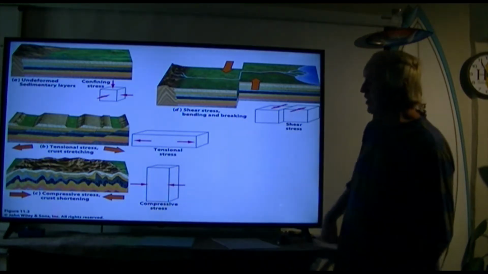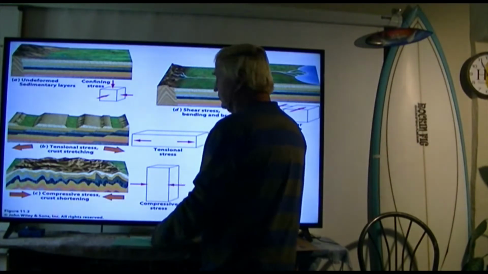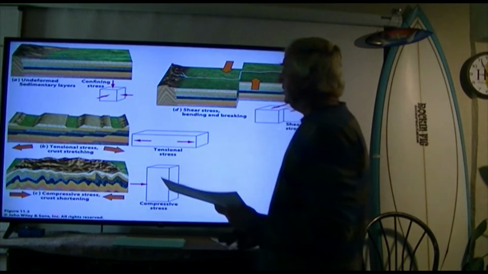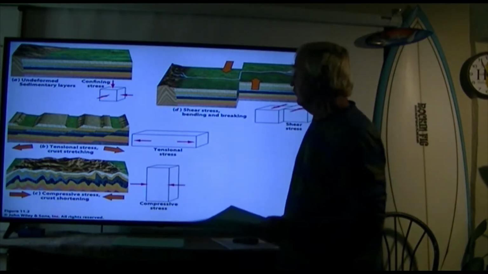So as it turns out, when rocks are originally deposited, they're deposited flat and horizontal, like pages in a book, one sequential layer on top of another. Once faults occur, though, they start to move things around. So there are different types of forces at play.